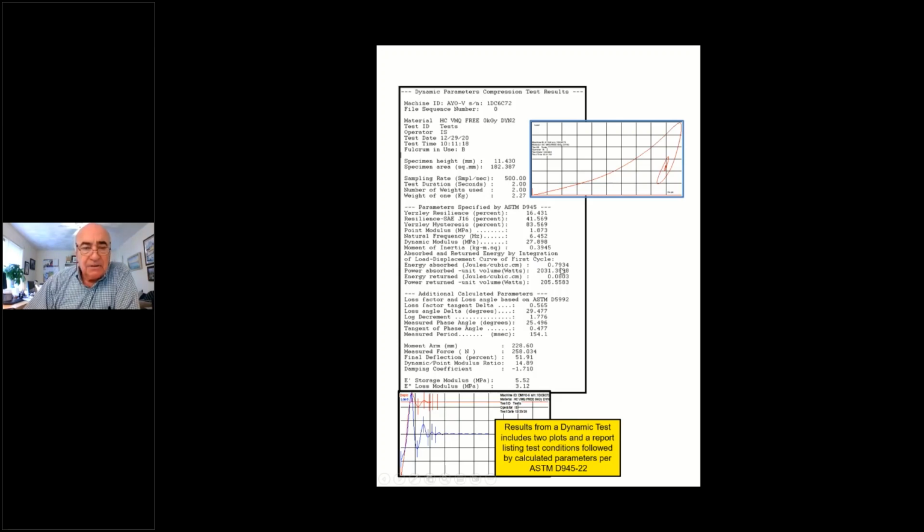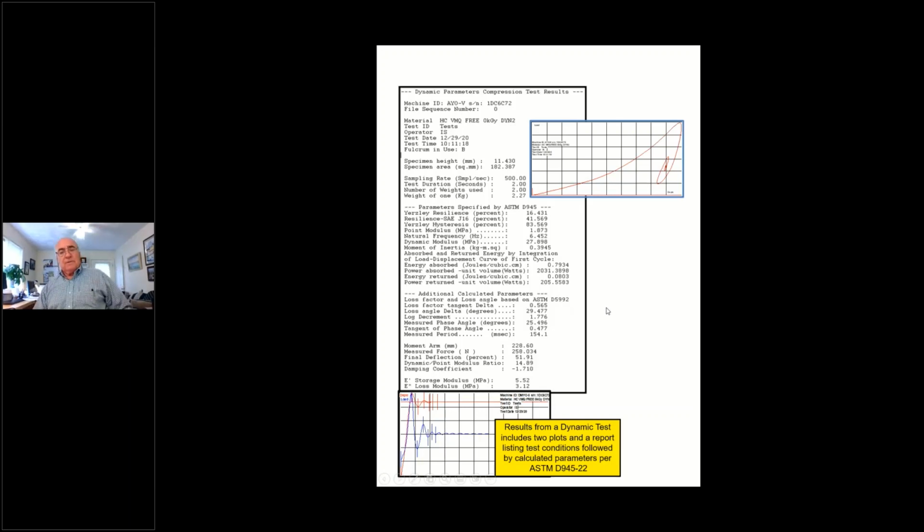Then we go down to energy absorbed and power absorbed, and energy return and power return. There's a 10-to-1 ratio, as you can see. There's a lot of energy being absorbed because it's a damping characteristic, high damping characteristic. Next, we look down at loss energy tangent delta, which is 0.565, referring to a loss angle delta calculated on the basis of ASTM D5992.